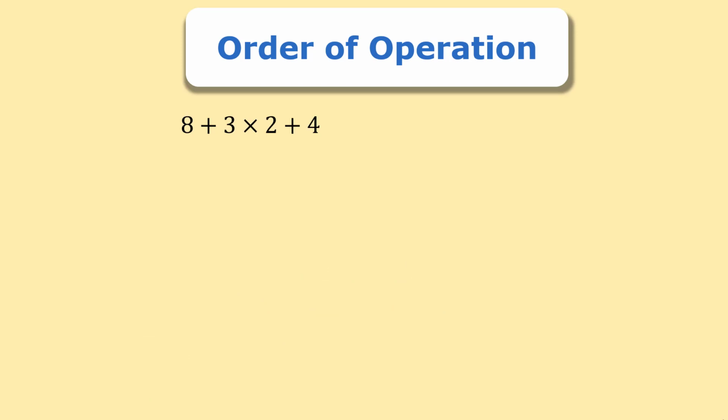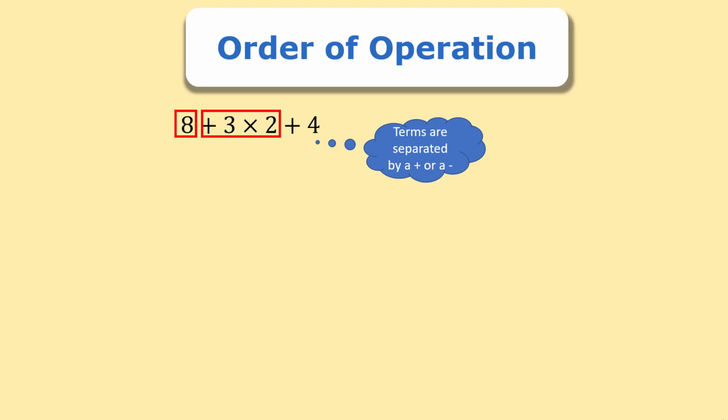Be careful here. Don't say 8 plus 3 is 11, because we have to first calculate the groups, the multiplication. There are 3 groups of 2. We say that there are 3 terms. The 8, the 3 groups of 2 is 1 term, and then the 4 is the 3rd term.